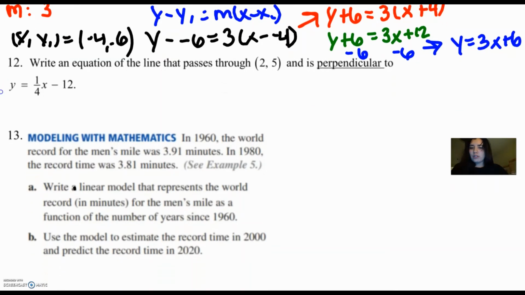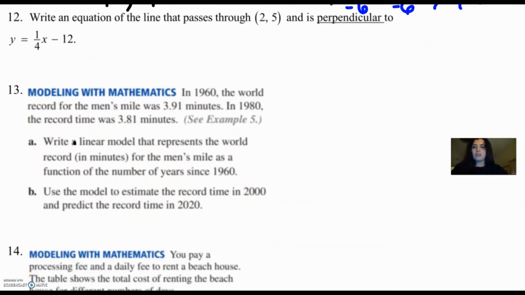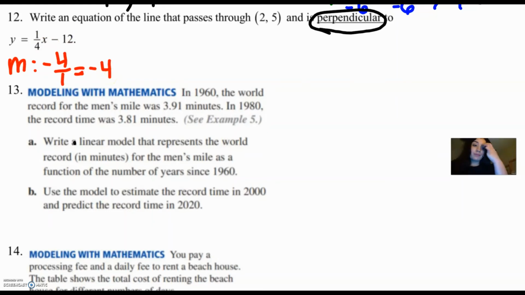So for 12, we're going to do the exact same process, except we're going to write an equation of the line that passes through (2, 5) and is perpendicular to y equals 1/4 x minus 12. So it's perpendicular, so our slope is the opposite reciprocal, which means instead of positive, it is negative. We're switching 4 to the top, so we got 4/1, which just gives us -4 as our slope.